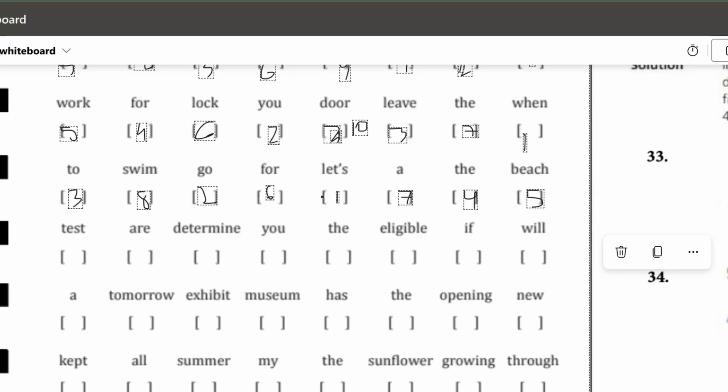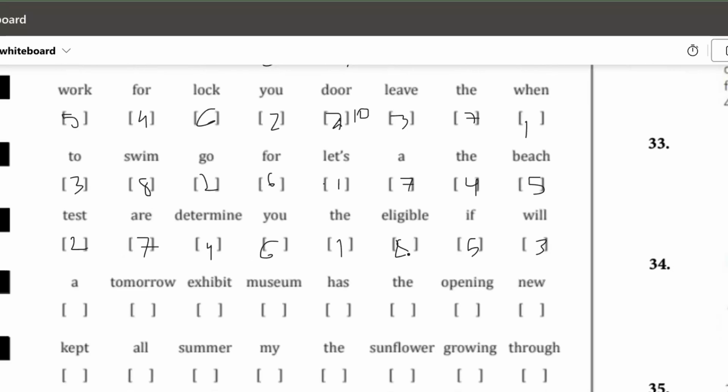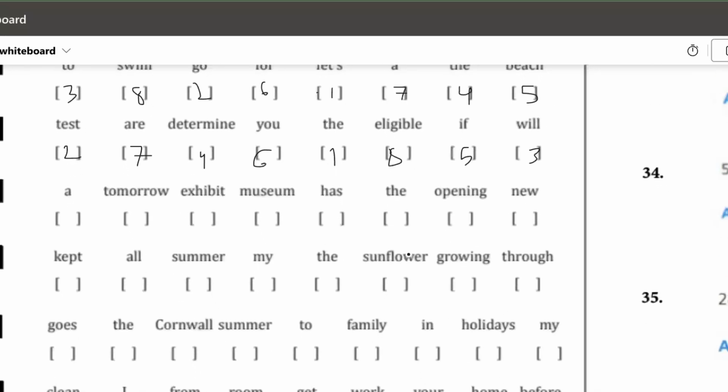The test will determine if you are eligible. Eligible means able to do something or to count for something.